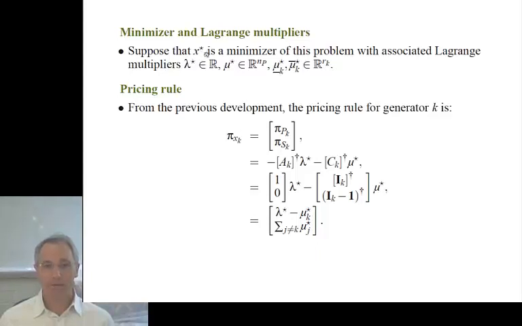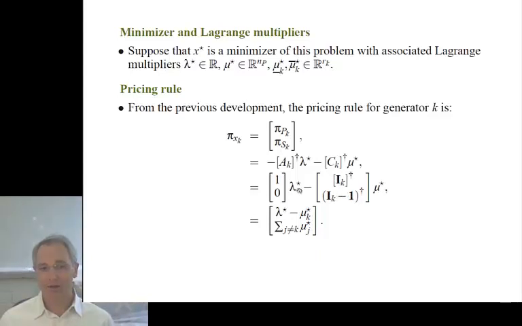Let's suppose X star is a minimizer associated with Lagrange multipliers lambda star, mu underline star, mu overline star, k for each k. From the previous development, we now realize that the pricing rule for generator k, which would consist of a 2-vector of prices pk and sk, would be minus ak transpose lambda star minus ck transpose mu star. Well, ak is 1, 0. ak transpose is 1, 0. ck transpose is ik transpose, ik minus 1 transpose.